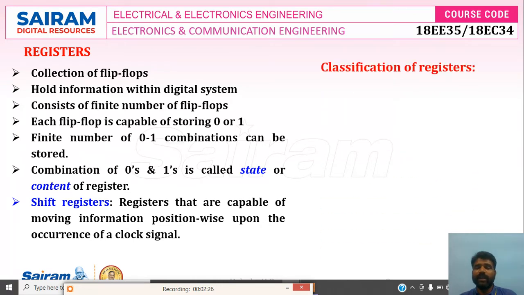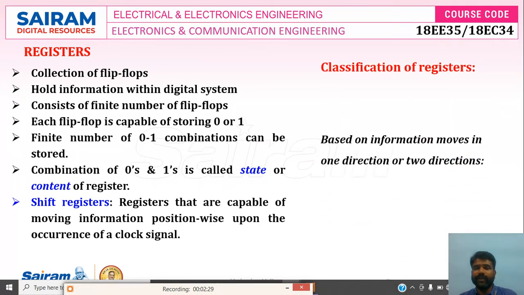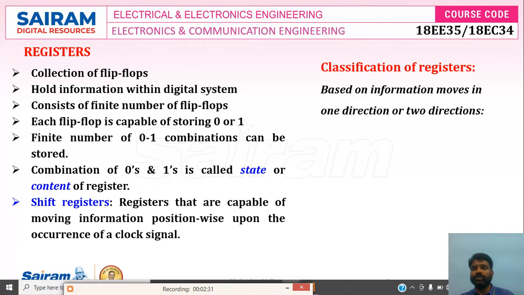The registers are classified based on whether the information moves in one direction or two directions. They are unidirectional registers and bidirectional registers. This is one type of classification, based on information moving in one direction or two directions. If it is one direction, it is unidirectional. If it is two directional, bidirectional registers.